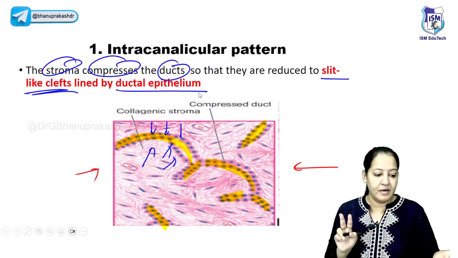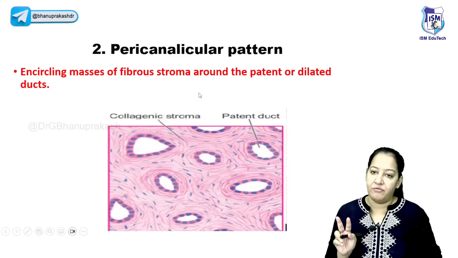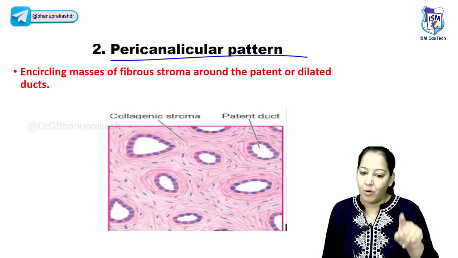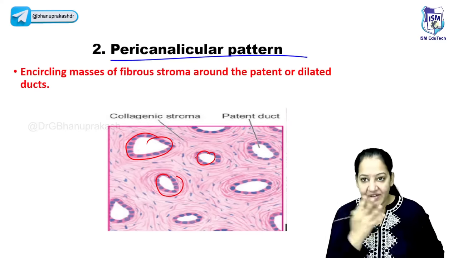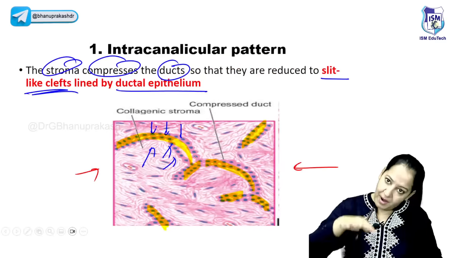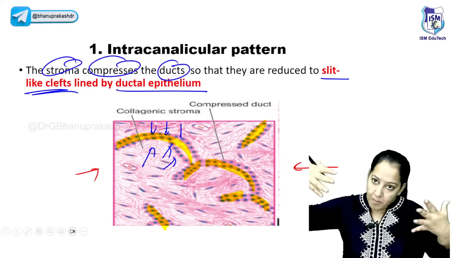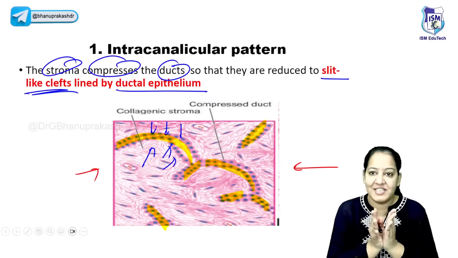Coming to the second type of fibroadenoma, that is pericanalicular. In the pericanalicular also, you can see these are the ductules. Here also we can see the background stroma. So the background stroma increases here also. But in the intracanalicular type, the background stroma was compressing the ductules, so they get compressed and slit-like spaces are formed.